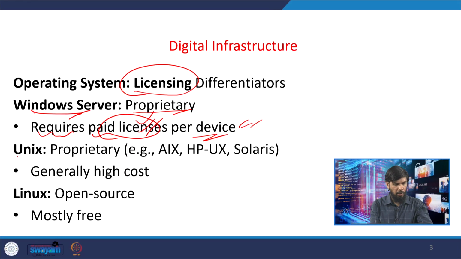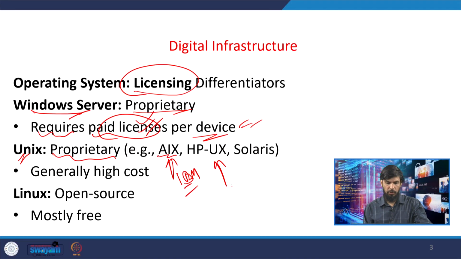Then the next category is Unix. Unix is also proprietary. There are more firms which are working in this space, especially in the server space, where Unix sells more. One option is AIX, which is from IBM, and then HPUX, which is from HP, and Solaris is also there, which is from Sun, which I think later got acquired by Oracle. These are some of the popular operating systems for the enterprise sphere of influence, but generally high cost.